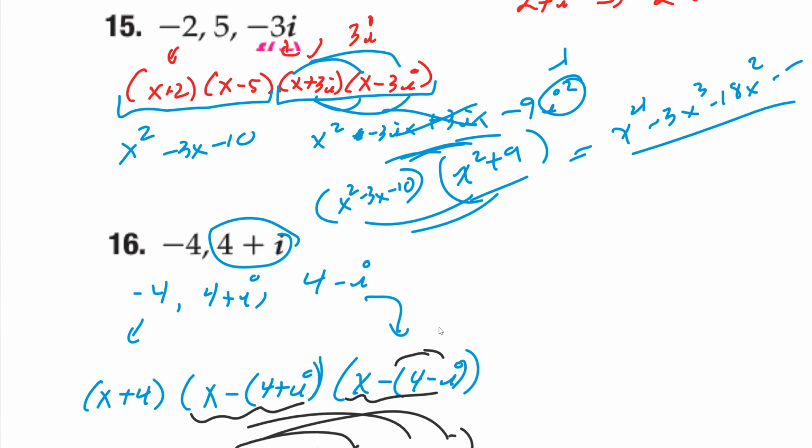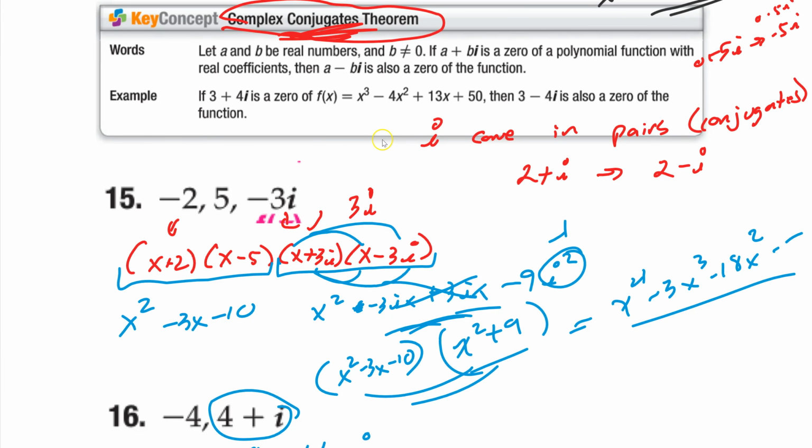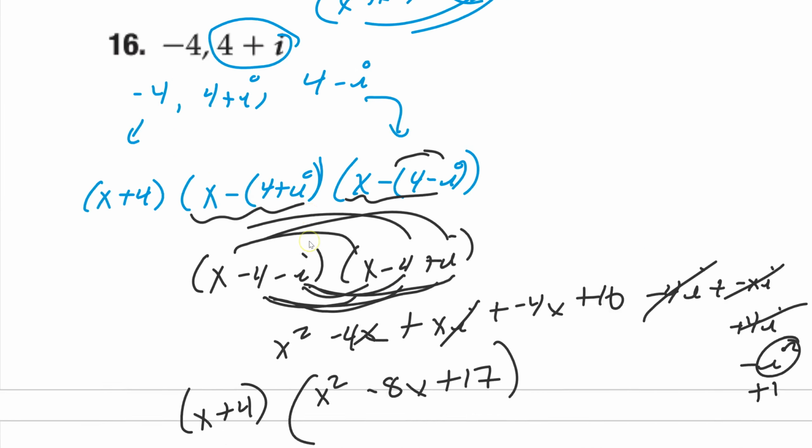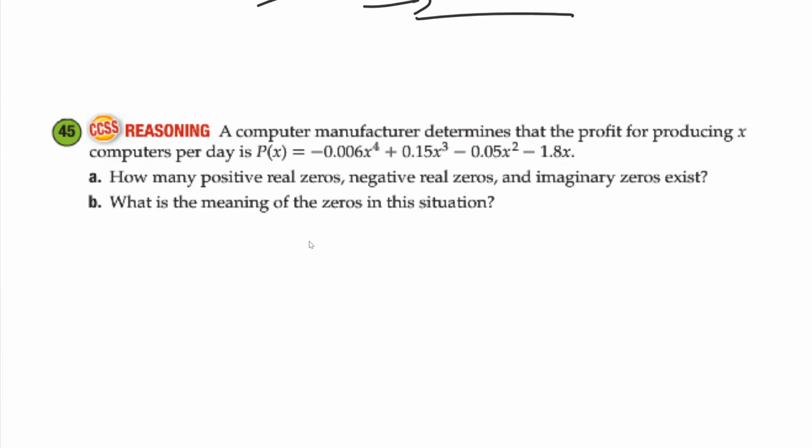Key thing about i's, when I give you this, don't forget they come in pairs. Number one rule about i's is they come in pairs when you talk about roots. So remember, if I give you negative 3i, there should also be a 3i there. If I give you 4 plus i, there should be a 4 minus i there. So i's come in pairs. Anyway, let's finish this off.